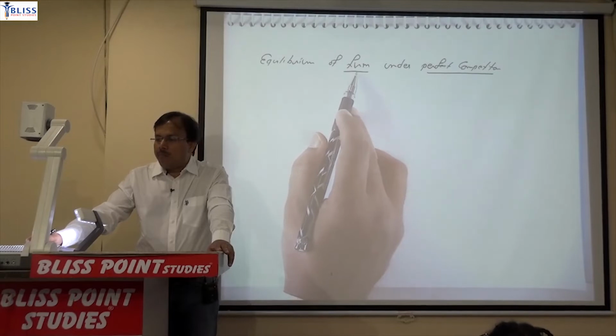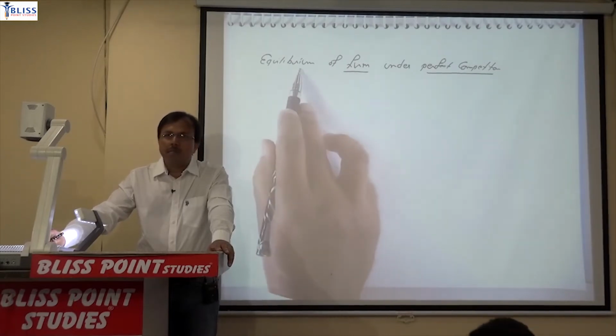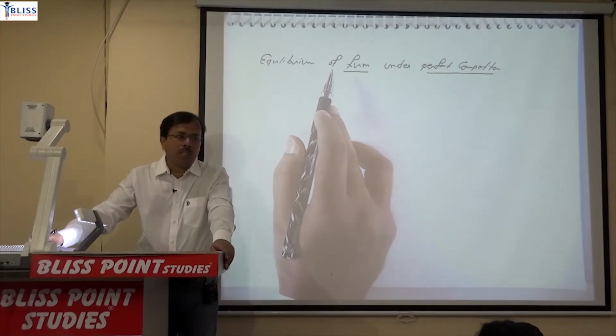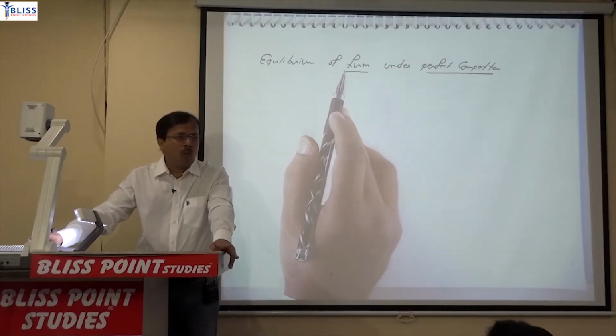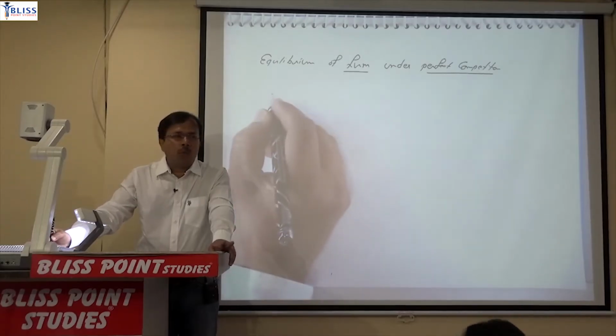How much quantity will the firm produce, or when can we say that the firm is in equilibrium? Firm will be in equilibrium when its profit gets maximized. And what is the profit maximizing condition? MR must be equal to MC. Marginal revenue must be equal to marginal cost. So for profit determination, in fact, there are two approaches.